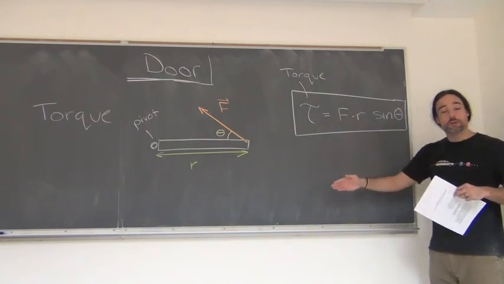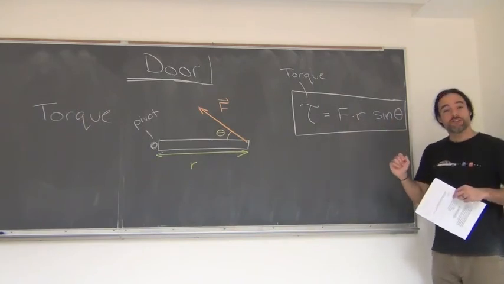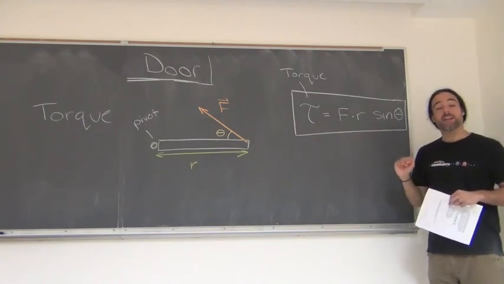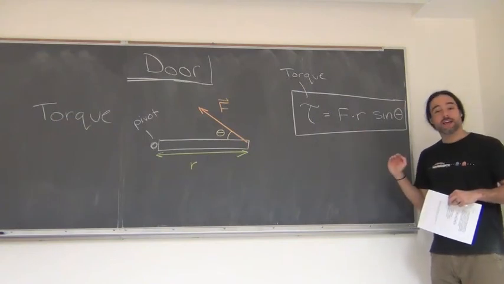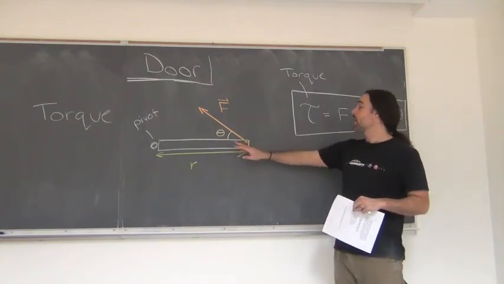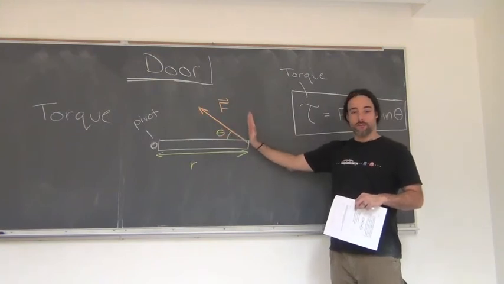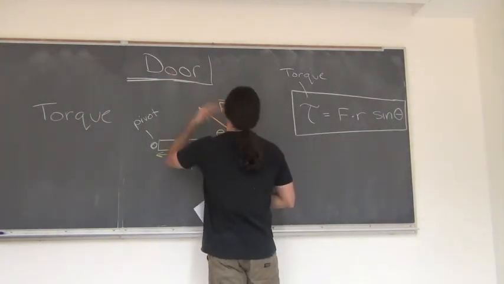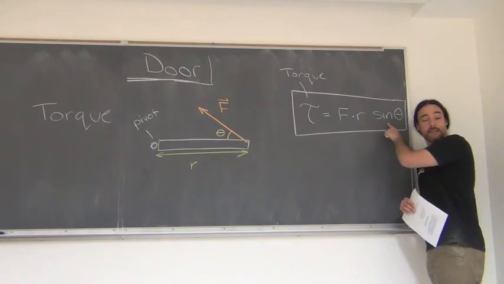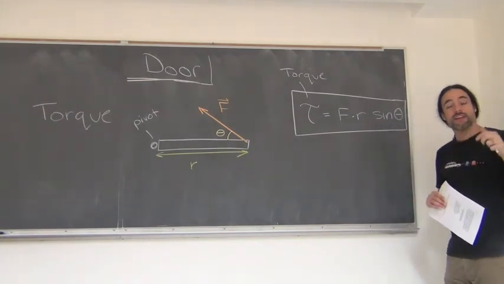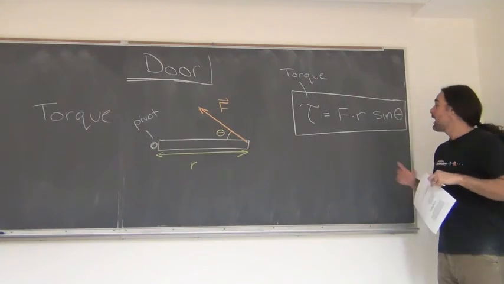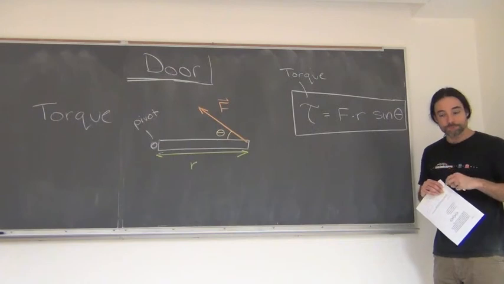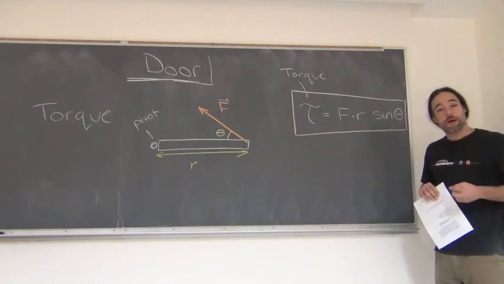Why does sine theta take care of that for us? Well, at 0 degrees, the sine of 0 is 0, so you get no torque. It's not going to have any angular acceleration, which is exactly what we would expect if you were pushing at an angle of 0 degrees. However, if I rotate to 90 degrees, and I push up this way, the door is going to rotate up. The sine of 90 is the biggest that sine can be, a sine of 1. So this would be the biggest torque you could get for a given force and a given distance from the pivot point.